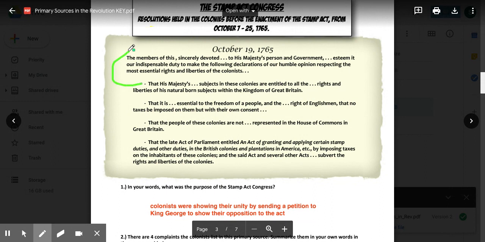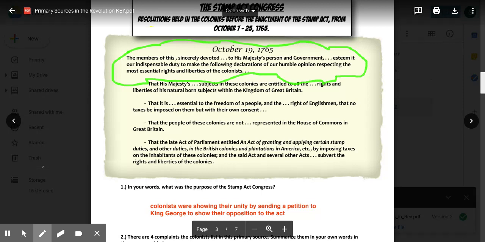Let me get this marker out. Would have had to have read this whole, it's tough drawing with this thing. Top paragraph. It says, the members of this sincerely devoted to His Majesty's person and government esteem it our indispensable duty to make the following declaration of our humble opinion respecting the most essential rights and liberties of the colonists.